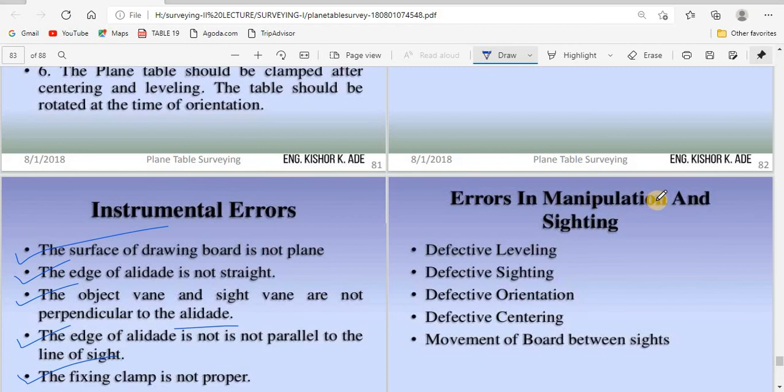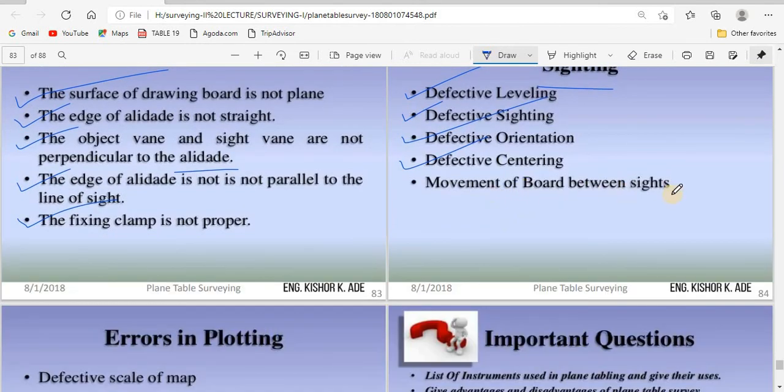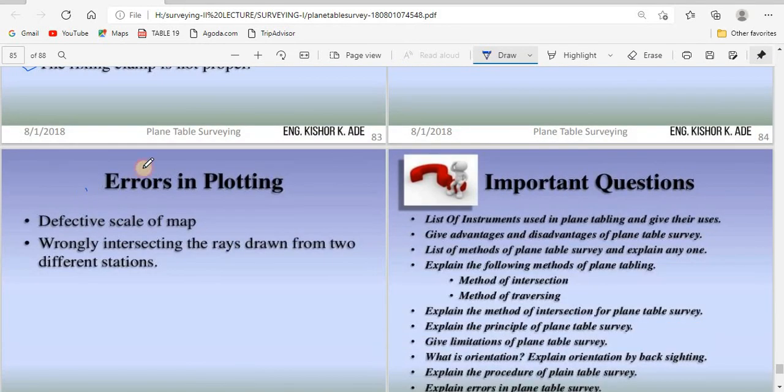Now the errors in manipulation and sighting are: defective leveling, where leveling has not been done perfectly; you have not sighted the object perfectly; you have not done the orientation perfectly; you have not done the centering perfectly; movement of the board between sights. Now the errors in plotting can be: defective scale, where you have not taken the proper scale, and wrongly intersecting the rays from two different stations. If you have wrongly intersected rays, that can also cause an error.